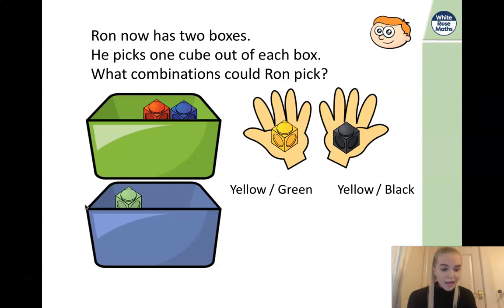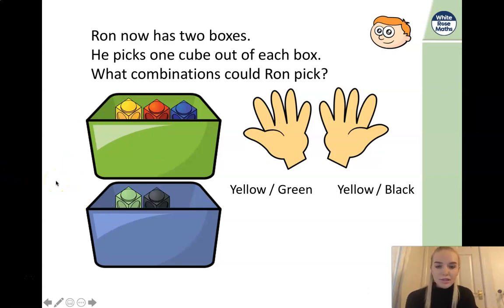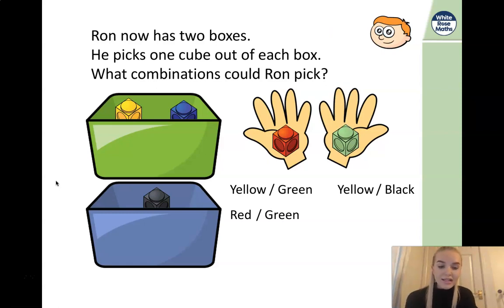He cannot have any different combinations because he has to pick 1 cube from the green box and 1 cube from the blue box. So he puts the yellow cube and the black cube back and he picks the red one out. And he knows that he can pick a green cube with the red cube to make a combination of red and green. He can then put the green cube back and have the black cube and make a combination of red and black.